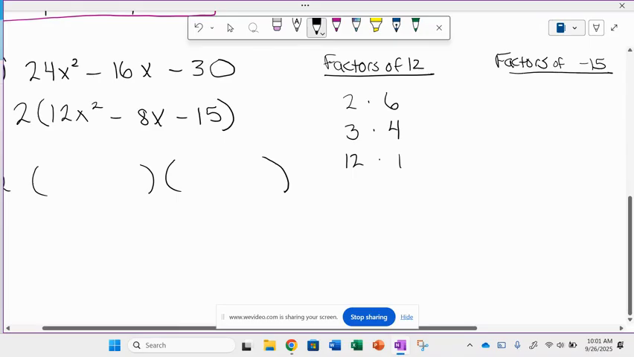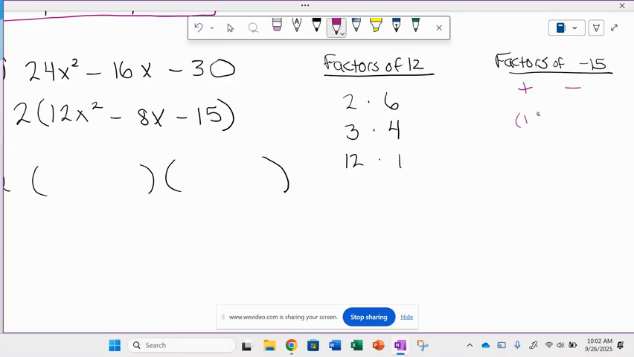Now, when we're looking at factors of negative 15, there's no choice here. Last time we had a choice. They could both be positive or they both could be negative. We know for certain one has to be positive and one has to be negative. Do we agree? I don't know which one is positive, which one is negative, but factors of negative 15, we can do 15 times 1. We can do 3 times 5. Obviously, one of them being positive, one being negative. No other factors of 15.